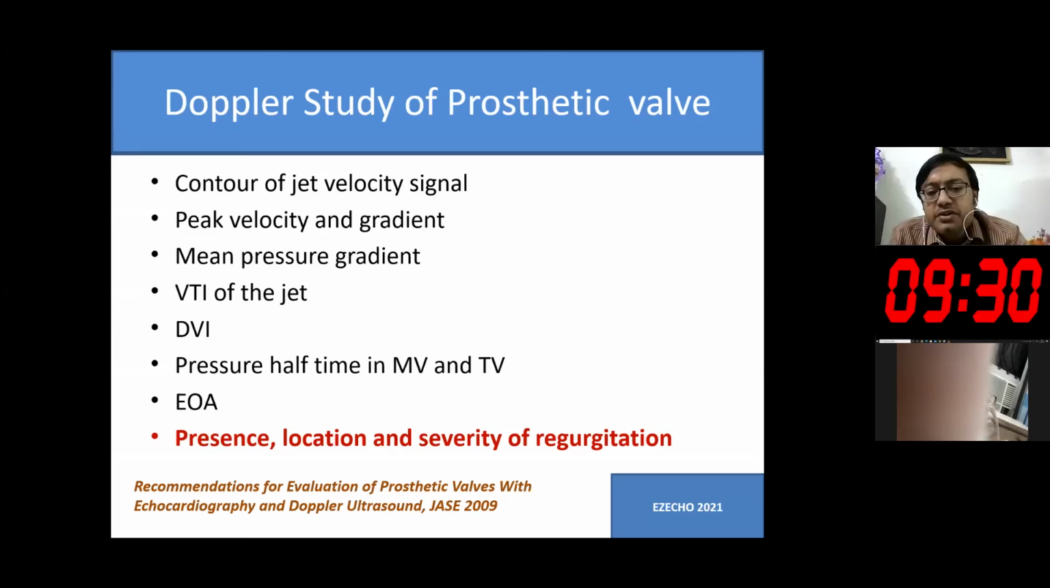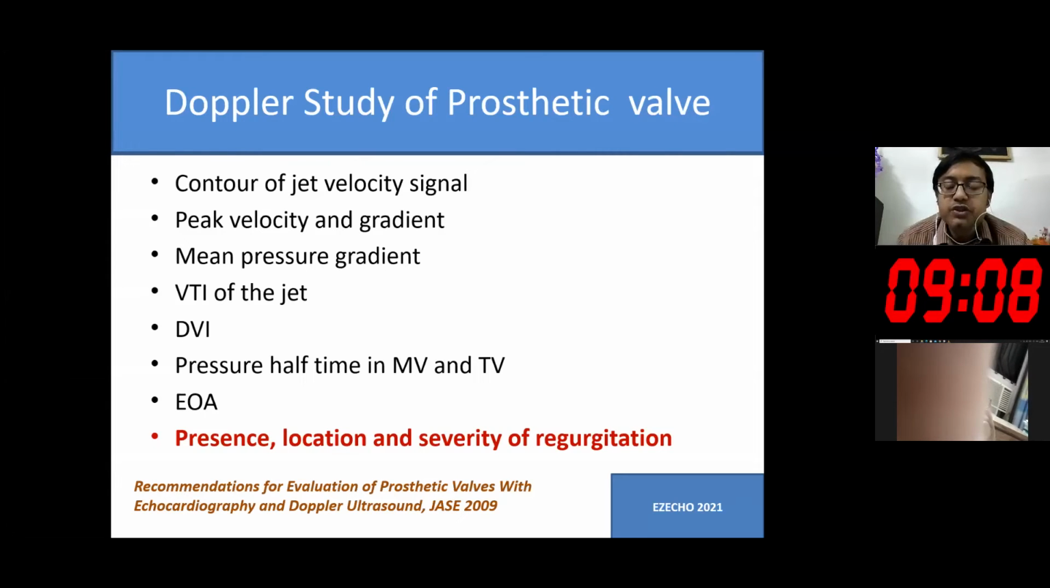Pressure half time in the mitral and tricuspid valve, effective orifice area, and also the presence, location, and severity of regurgitation, which is very, very important in case of any prosthetic valve, because it is usually a dictum that any degree of regurgitation after a prosthetic valve implantation should be considered pathologic unless proven otherwise.